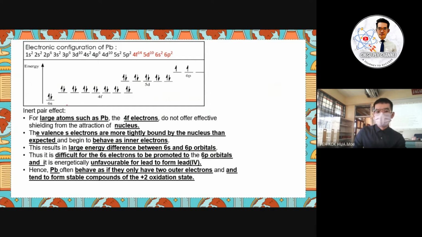So that means the electrons in the s orbital will behave as inner electrons, so they are not involved in the bonding. The bonding only involves the 2 electrons from the 6p orbital. Hence, again, lead will be more stable at the +2 oxidation state. 8 marks. So you see, for 8 marks you have to give a lot of points. So are you sure giving only 8 points is enough? You learn so many things, so give more explanation. We do know how many marks are involved in the inert pair effect.